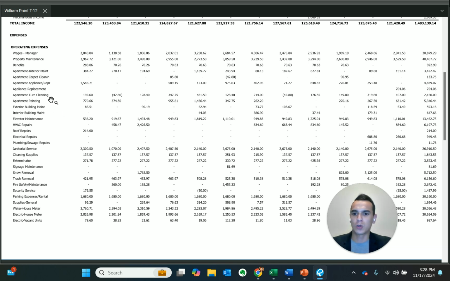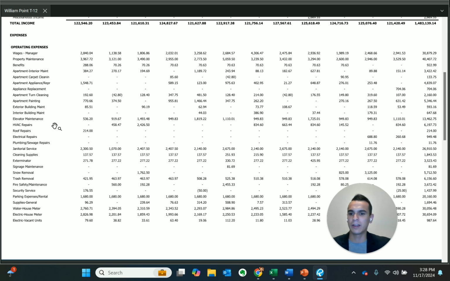So we have apartment turn cleaning. So that means when a tenant decides to vacate, they come in and they do an apartment cleaning. It's hard to deduce exactly how much that costs. Probably depends on the square footage as well. Apartment painting. Exterior building maintenance. I'm really looking at the high ticket price items, the ones that could make an impact. Of course, all of these small ones together can make an impact, but we're looking at the big ones.